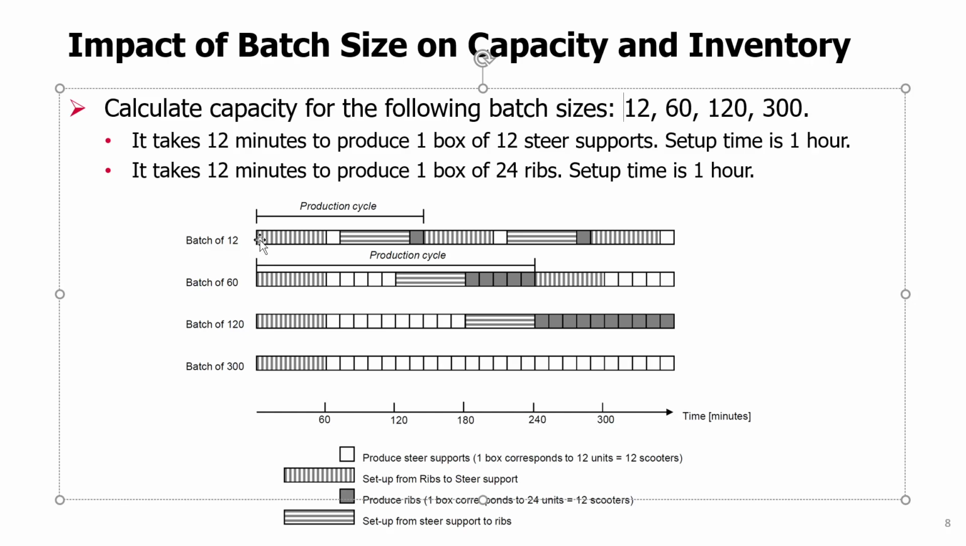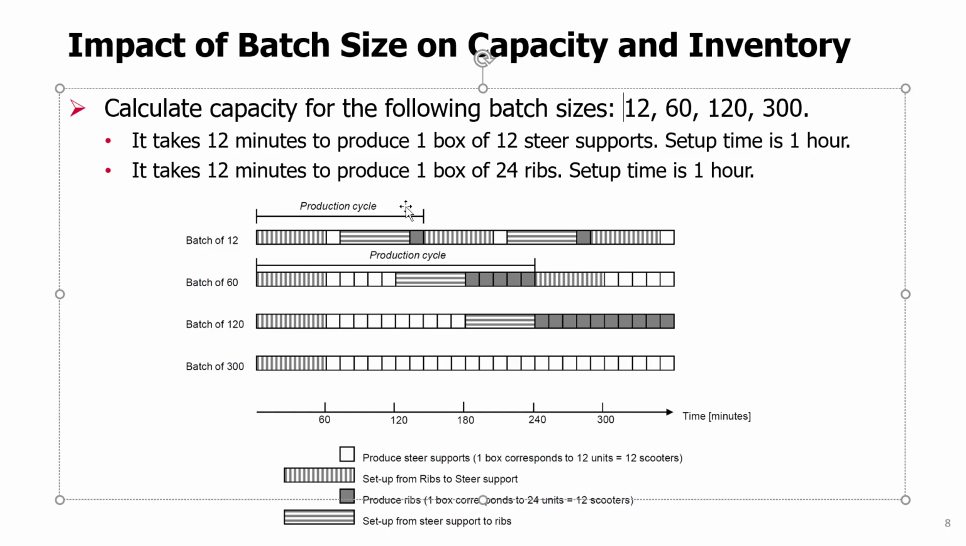What would happen is we would first need to spend, on this timeline, 60 minutes on setup. Then for 12 minutes, we would be producing one type of product, in this case the steer support. 12 minutes would produce 12 steer supports. Then because we will be shifting to the other product, we would need another 1 hour of setup, and then 12 minutes for 24 ribs, the other product.